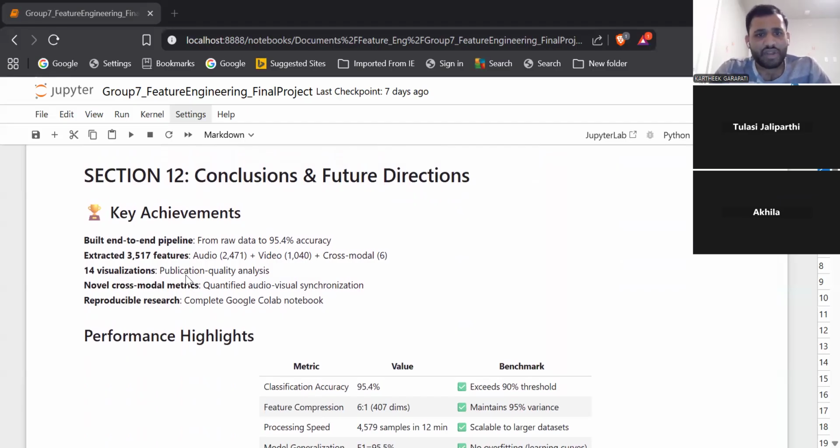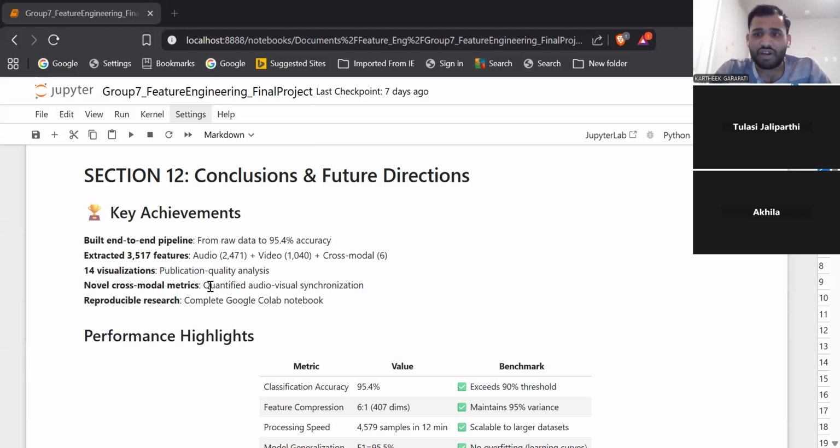Coming to the conclusions, the key achievements are: first, a production-ready pipeline processing 4,579 audio and 19 multimodal samples, generating 2,517 features per multimodal sample. Second, correlation revealed MFCC dominance at 40%, with a 6-to-1 PCA comparison. Third, 95% accuracy with SVM, approaching human-level performance. Fourth, cross-modal features successfully synchronizing using correlation and coincidence.